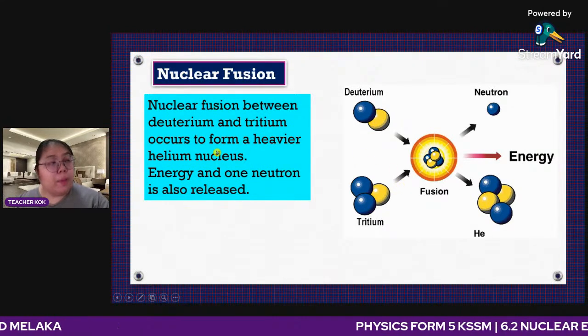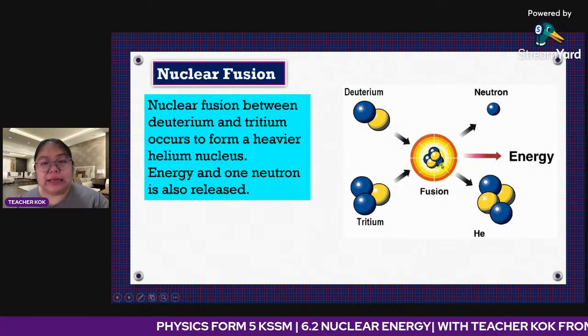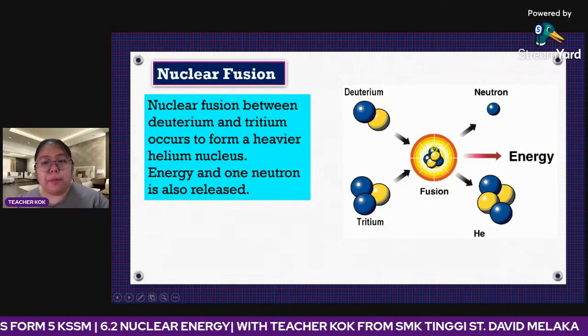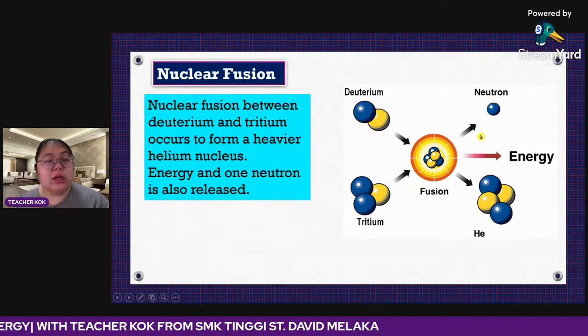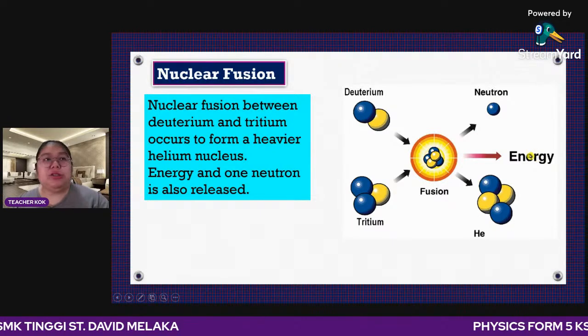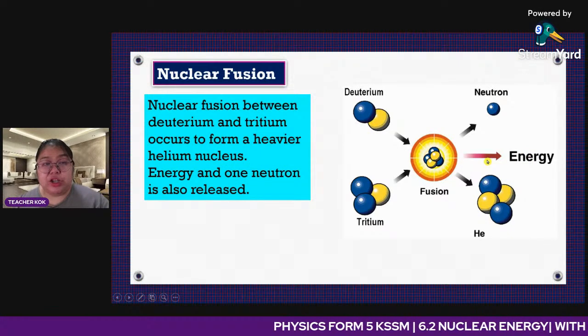Okay, after that they combine to form one of the heavier helium nucleus. Now this part become helium. Combine together become helium. After that, they will come out one neutron and also a large amount of energy. Okay, so this is the difference between fission and fusion.